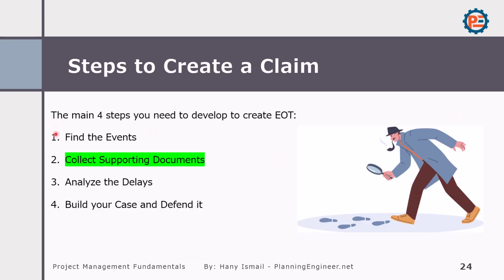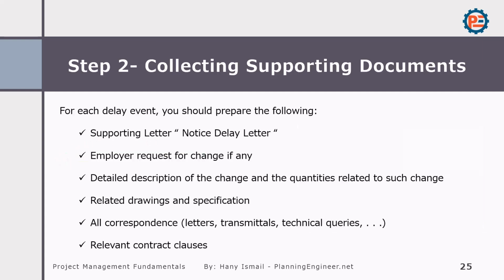So once we find the event, we need to collect the supporting documents. And this is very important, to be honest, because we need to create a notice of delay letter, a request for a change if any, and a detailed description of the change of the quantities related to such a change. We need to include all of this information, because it will help us later on in building our claims. So we need to have related drawings and specs, all correspondences, letters, submittals, etc., and relevant contract clauses.